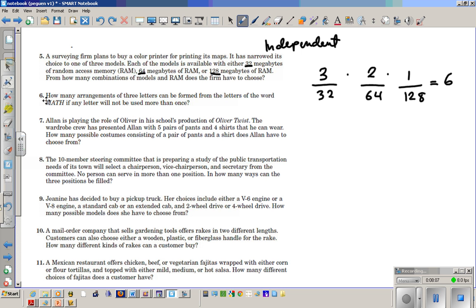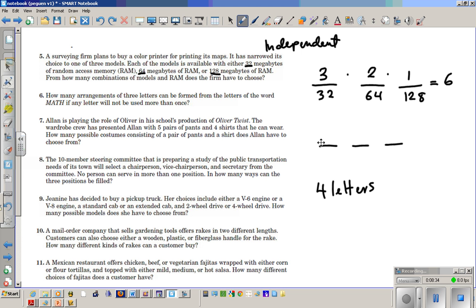All right, let's take a look at number 6. How many different arrangements of 3 letters can be formed using the word math if any letter will not be used more than once? So we have 4 spots, 1, 2, 3, 4. We want to create a 3-letter word. How many letters does the word math have? Math has four letters.